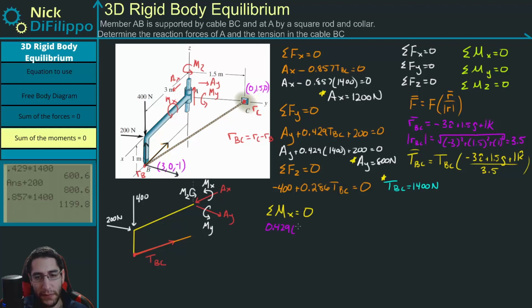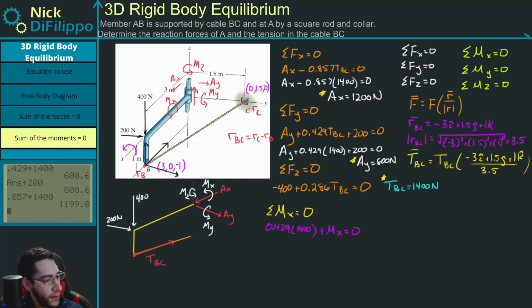So my y component of my tension is going to be 0.429 times 1400. And then I do need to still put in the reaction moment, so plus Mx is equal to 0. Now, when I rotate about this x-axis like this, it's going to be positive because it's going to rotate head first.